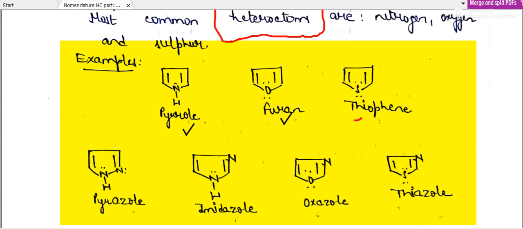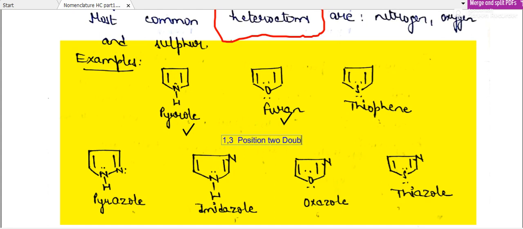Then there is a second line which consists of 5-membered rings, but now instead of 1 there are 2 heteroatoms present in the ring. For example, pyrazole is a 5-membered ring containing 2 nitrogens at the 1,2 position with respect to each other, and there are 2 double bonds in conjugation with each other. Imidazole is another 5-membered ring which consists of 2 nitrogens, but now the position is 1,3 with respect to each other, and again there are 2 double bonds present in the ring.